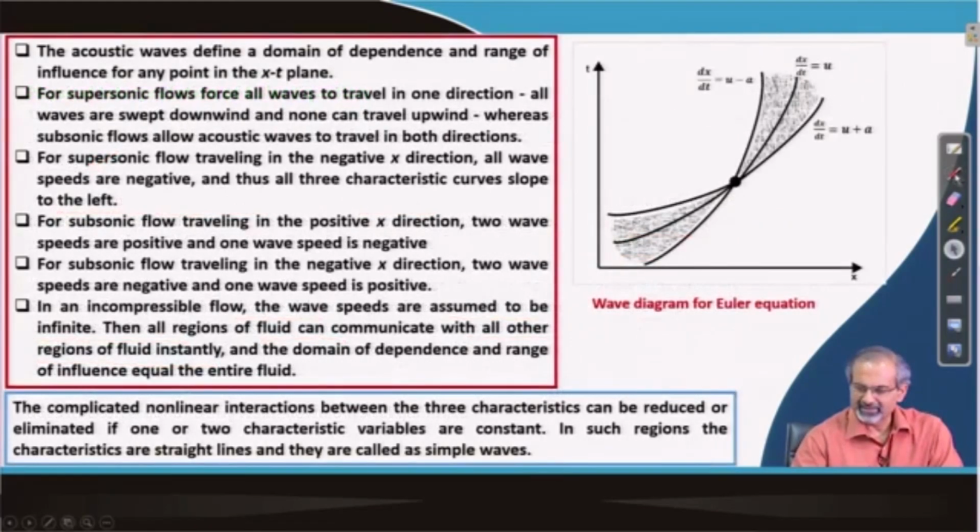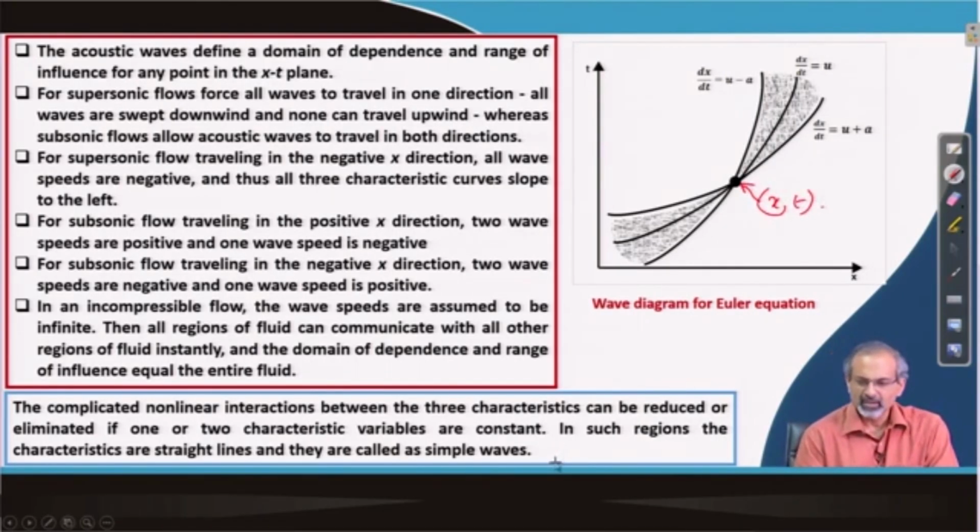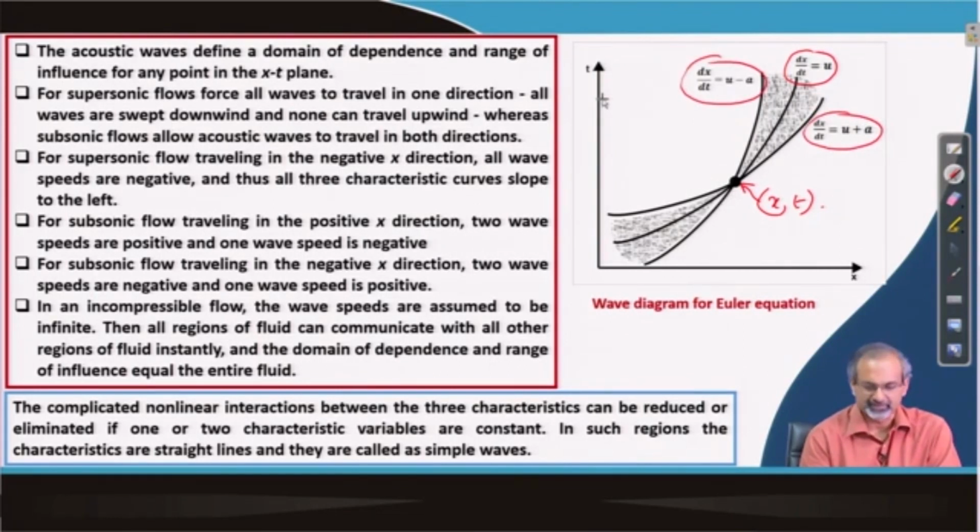Now, let us make a small sketch to take it forward. We make a small x-t diagram for the Euler equation, like we have been doing for the previous scalar conservation laws, and we find that if we take any point (x, t) in that plane, then there are three characteristic curves which pass through that point, and each one of them has a separate slope. One carries information with dx/dt equal to u, another has slope equal to u plus a, and another u minus a.